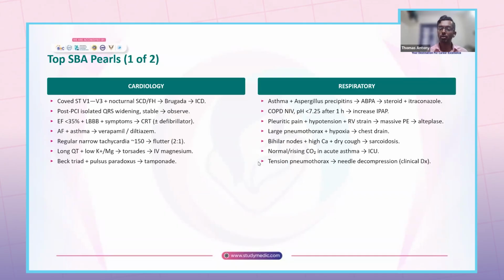And bilateral hilar nodes with high calcium and dry cough, we are thinking in terms of sarcoidosis. Normal or rising carbon dioxide in acute asthma, then we have to refer the patient to ICU. Like I said before, we have to focus on the word normal here, because even a normal PCO2 is not accepted in patients with acute asthma. And tension pneumothorax, we have to go for needle decompression.